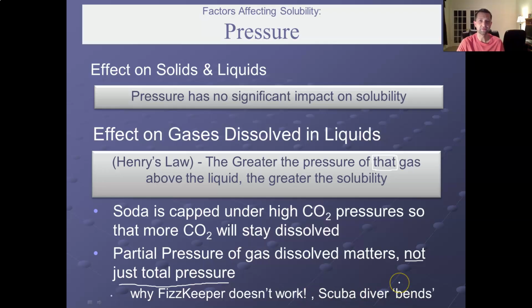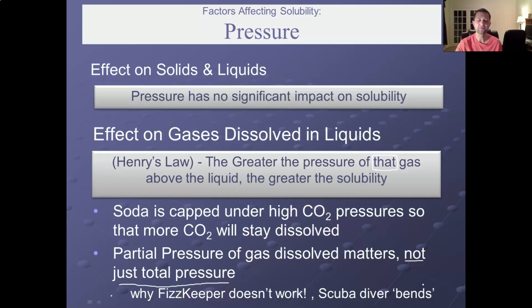Scuba divers, if they surface too quickly, can get something called the bends. That's when the nitrogen that's dissolved in their blood will start to come out faster. So you have to go back to the surface very slowly. If you go too fast and the pressure decreases, right? Because as you go to the surface, you don't have that high pressure anymore. Under the water, it's extreme amounts of pressure, right? Keeping that nitrogen dissolved in your blood.